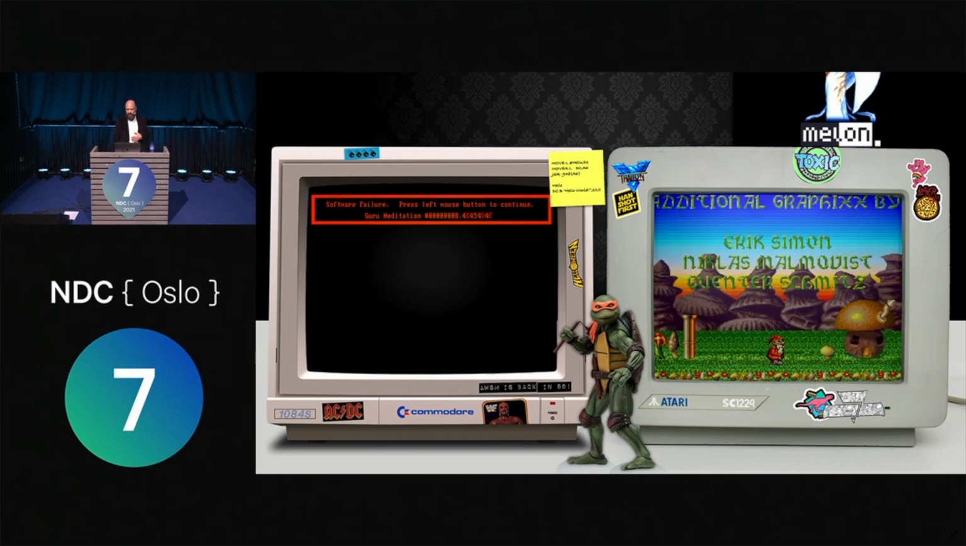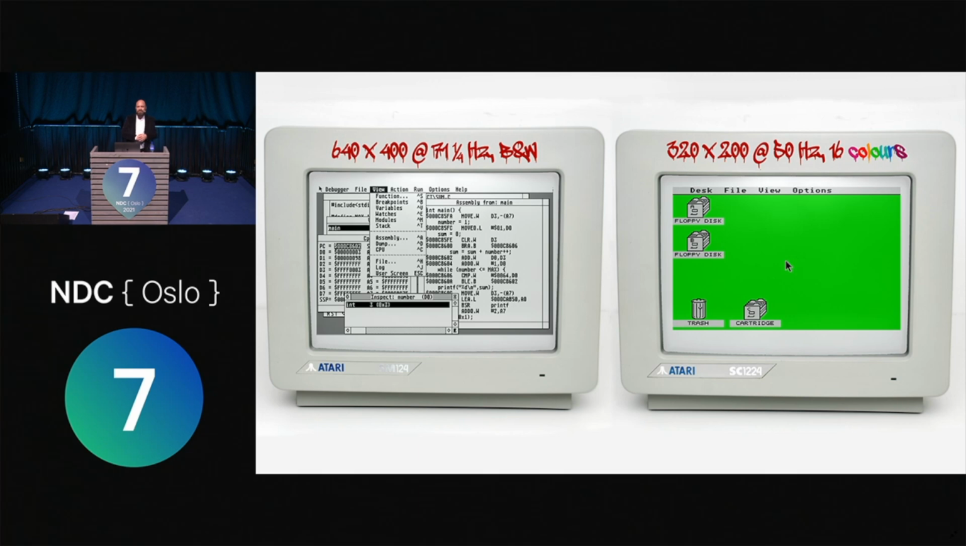This sounds rather funky, but we have to move on. So we have to talk about the Atari ST. The Atari ST came with two different kinds of screens. You had the option of the high-resolution black and white screen that gave you a resolution of 640 times 400 pixels with a refresh rate of 71.25 hertz. That doesn't really sound that amazing, but at the time that was the best you could do.